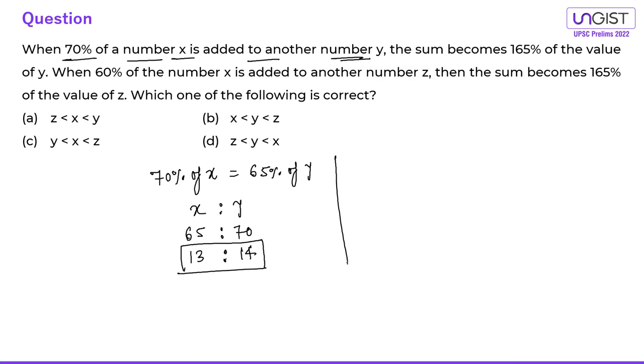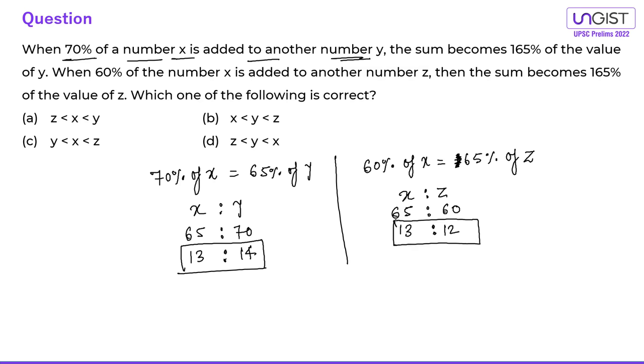And the next condition is given as, when 60% of the number X is added to another number Z, the sum becomes 165% of Z. It means 60% of X is equal to 65% of Z. So X is to Z will obviously be in the reverse manner. So 65:60, which is 13:12. So X is to Z is 13:12.